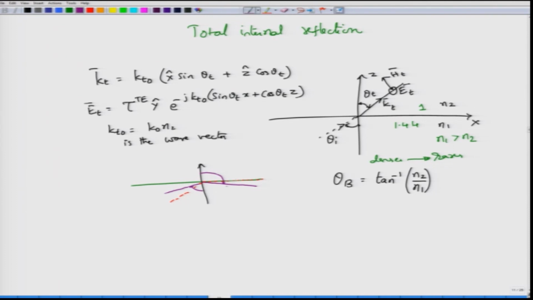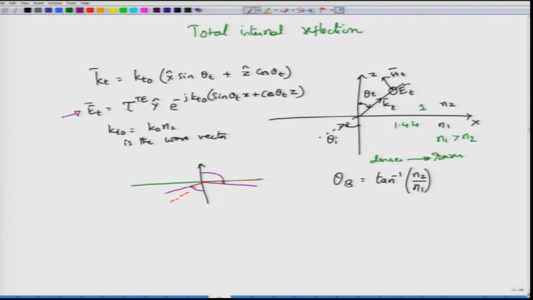When this happens, what would be the expression? Whether this can happen with all the considerations that we have, and what is the condition that needs to be satisfied, is what we want to see now. Okay. So, let us focus our attention on the transmitted electric field expression.